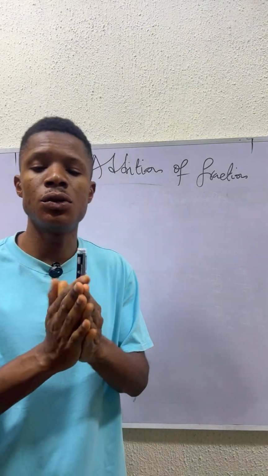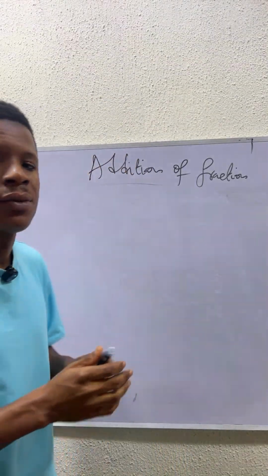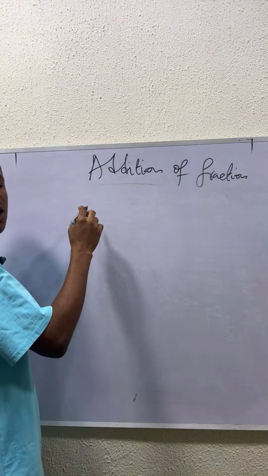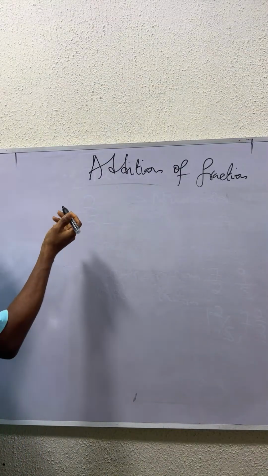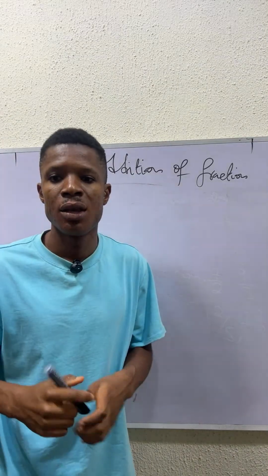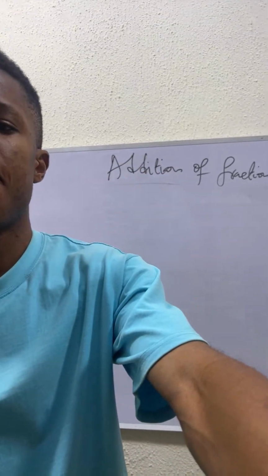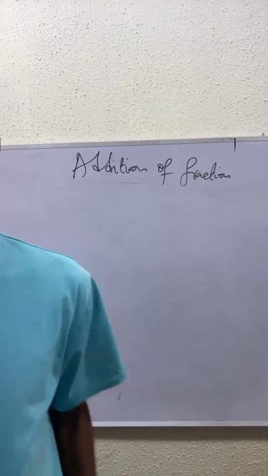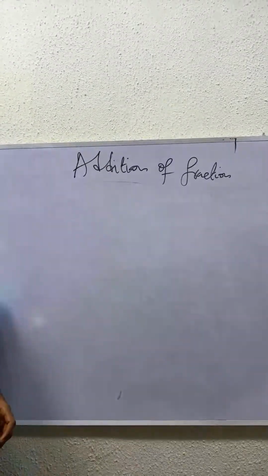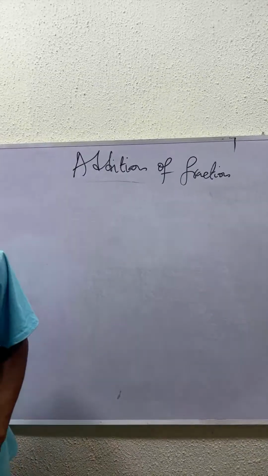The first thing you have to do to add any given fractions is simple. All you have to ask yourself is: do they have the same denominator? When you are adding fractions and you notice they have the same denominator, all you need to do is add their what? Numerators.